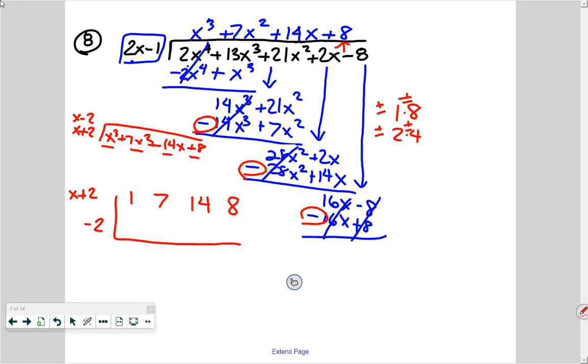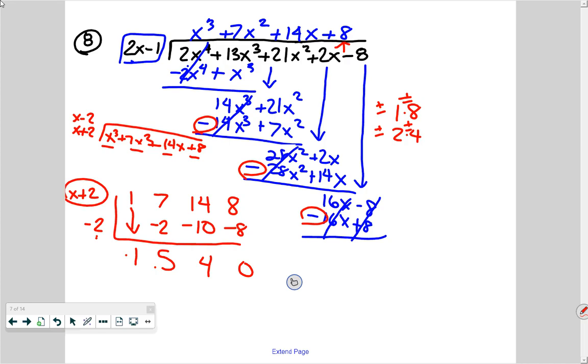So what we do is we bring down our first number every single time, which is 1. Now I'm going 1 times a negative 2, and it's a negative 2. Put that there. Now I subtract and bring down 5. Now I do it again. I'm going to go 5 times a negative 2, which is a negative 10. Bring that down, which is 4. 4 times a negative 2 is a negative 8, and I got 0. So that means there was no remainder. That means x plus 2 works.